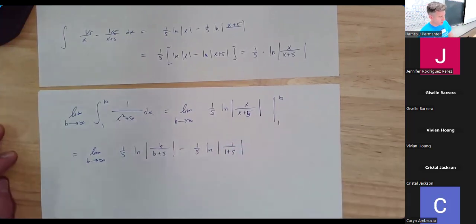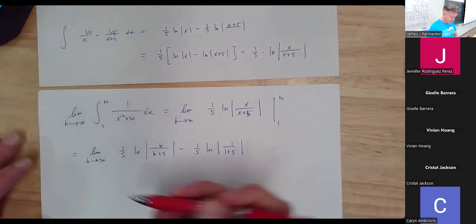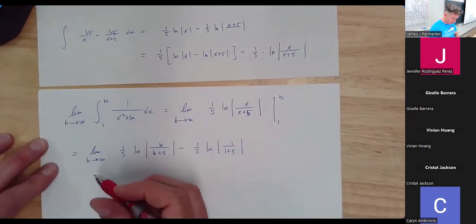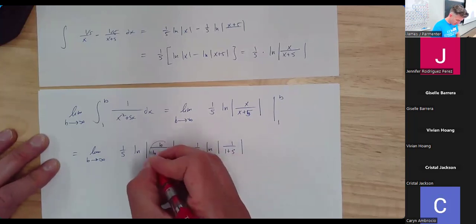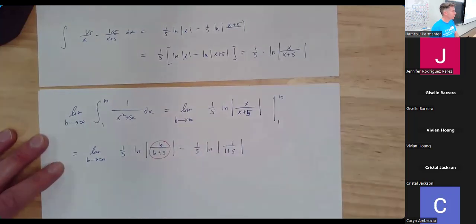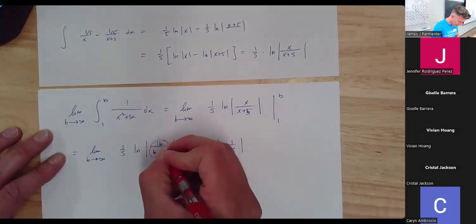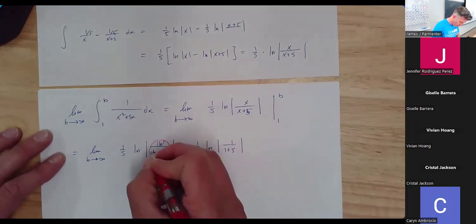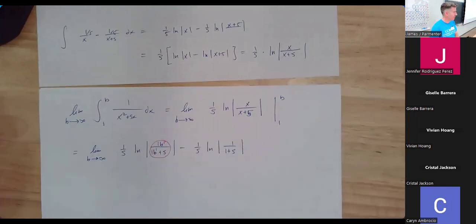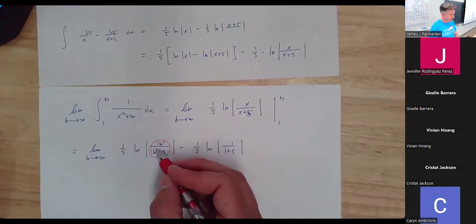Okay, important question here. As b goes to infinity, what is the limit of b over b plus 5? Or let me be more explicit. Actually, show me on your fingers. What's the limit of that? Let me be a little more explicit. You have 1 times b to the first over 1 times b to the first plus 5. So you have a rational function where the top and bottom have the same degree. So the limit is 1 over 1.